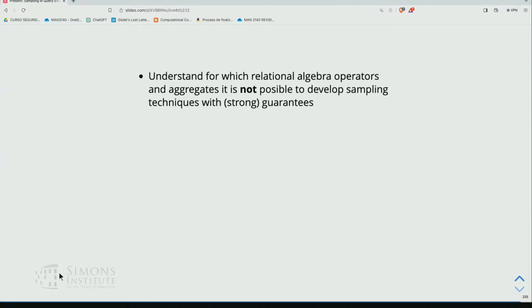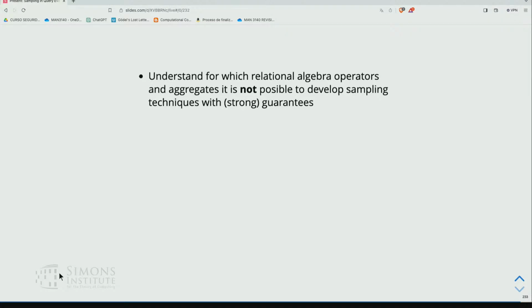The other thing is to understand for which relational algebra operators and aggregates it's not possible to develop sampling techniques with strong guarantees. I think this is also an important question, to understand when you cannot do it. Even for join queries, if you are considering combined complexity, you really don't have it, because in that case, you know from the hardness of the counting problem and the NP-hardness of the decision problem that you cannot do efficient approximation.